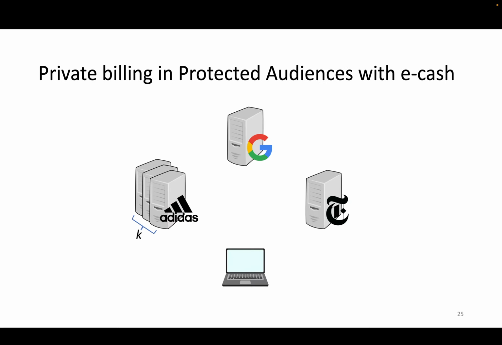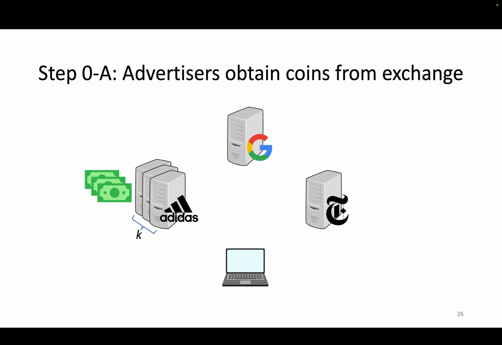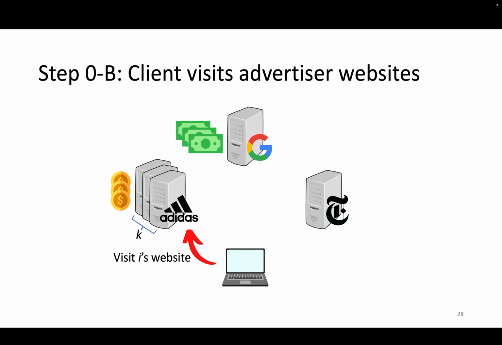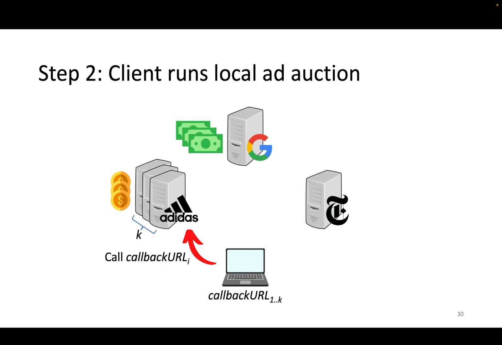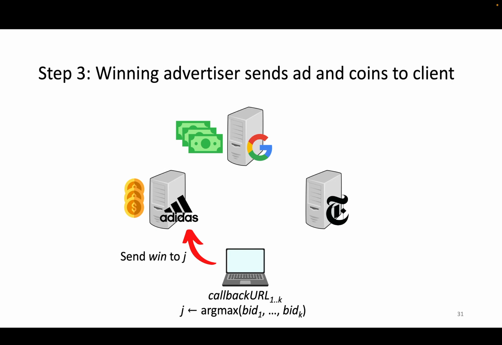Now, integrating private billing with protected audiences looks like the following. First, advertisers obtain electronic coins from the exchange. And then, as usual, the client visits advertiser websites and stores the returned callback URLs. The client then visits a publisher's website, who returns a web page with ad space. The client runs the local ad auction, and the client notifies the winning advertiser. But now the winning advertiser sends both an ad and coins for the winning bid price to the client.